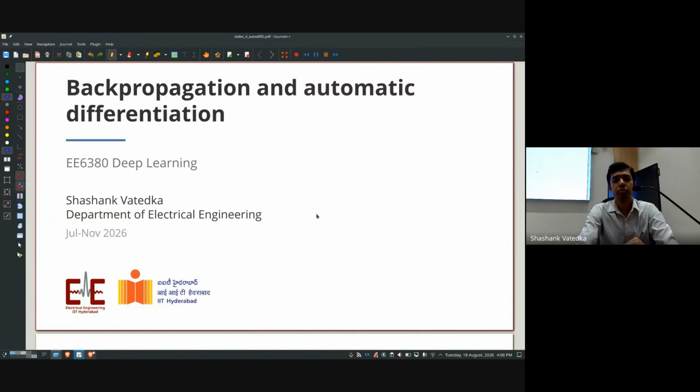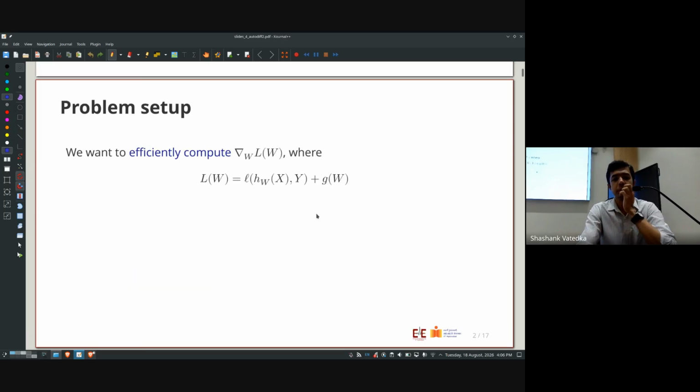Okay, so let's start with a very quick review of what we saw in the previous class. I introduced backpropagation, and we'll see a general view of backpropagation, which is called reverse mode automatic differentiation. Recall that the goal is to efficiently compute the gradient of the loss with respect to the weights. The objective function looks something like this.